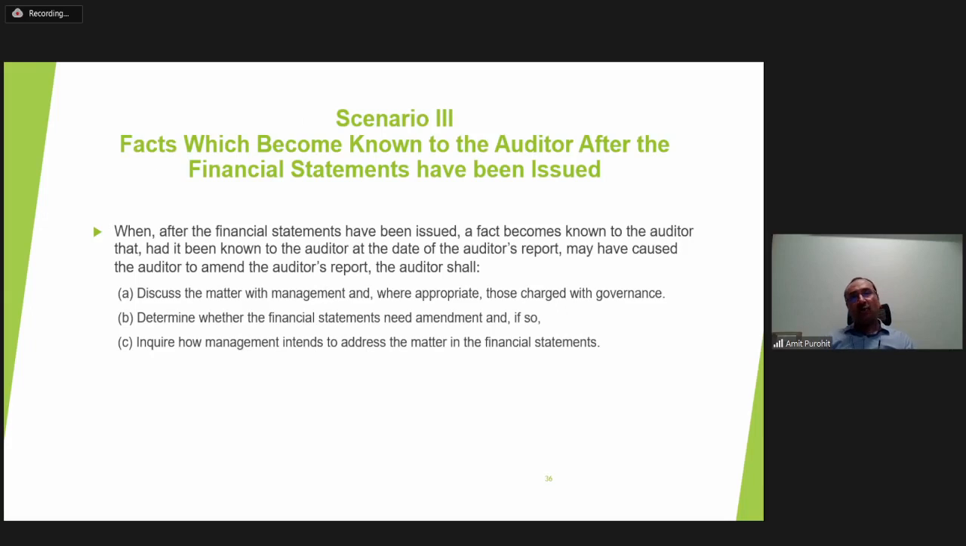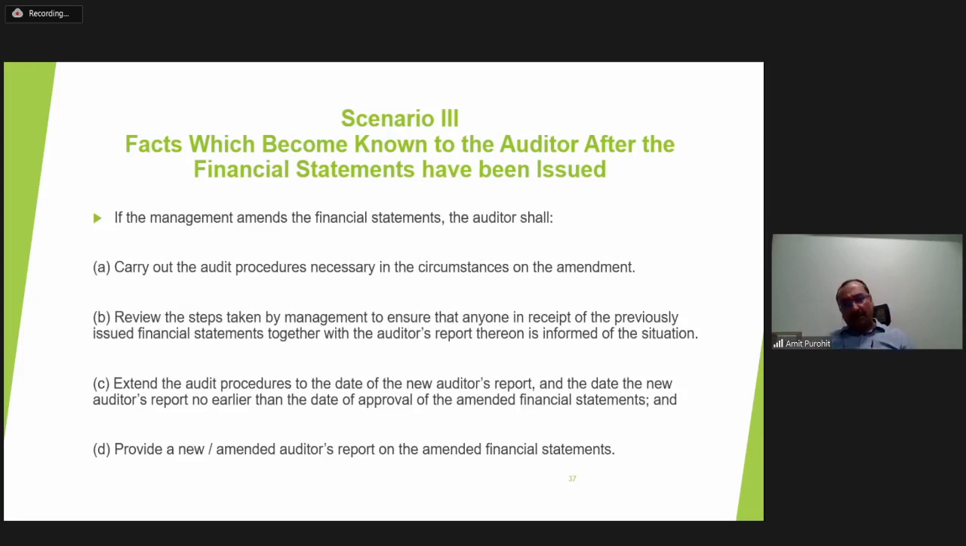Facts which become known to the auditor after the financial statements have been issued. In this particular case, after the financial statements have been issued, a fact becomes known to the auditor that, had it been known at the date of the auditor's report, would have caused the auditor to amend the audit report. Then again the auditor will follow the same steps which we have seen in scenario number 2. He will initially discuss the matter with the management. He will determine whether the financial statements need to be amended or not. He will also inquire how the management is going to address this particular matter.